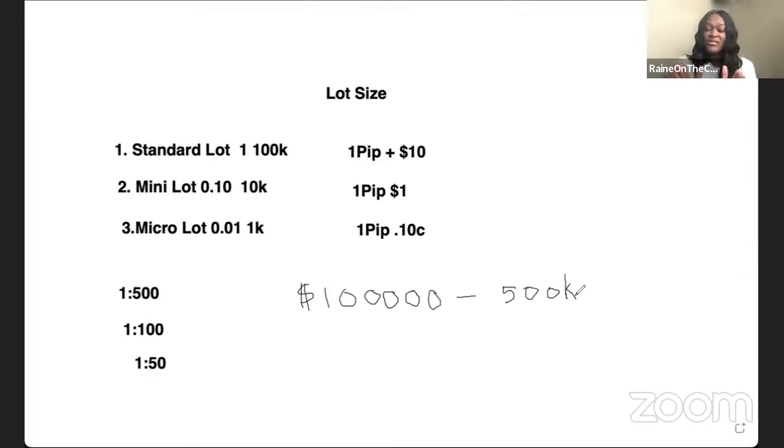Right? So you have $500,000. So that means 1 pip is going to be $50, right? Do you guys understand why 1 pip is $50? Yes, no. Okay, thank you. Because if $100,000, 1 pip is $10. If it's $500,000, 1 pip is going to be $50, right?